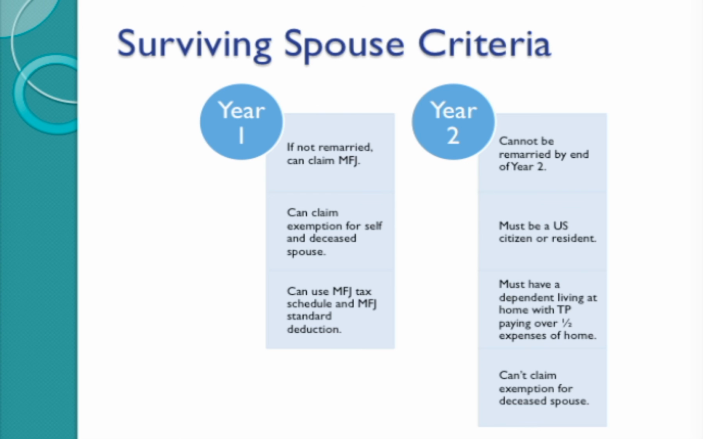Here are the criteria that you need in order to be able to claim that you're a surviving spouse. And again, what that does for you, as you see here at the bottom of the criteria in year one, is that you can still file as married filing jointly.